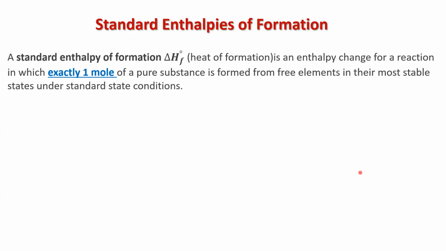So we're going to talk about what are called the standard enthalpy of formation values. Our symbol is delta H, that's our change in enthalpy. The naught sign up here means we're at standard conditions, and the subscript f just means we're looking at the enthalpy of formation. It's essentially the energy associated with the formation of 1 mole of a pure substance from its elements. And the elements are going to be in their most stable states under standard conditions.